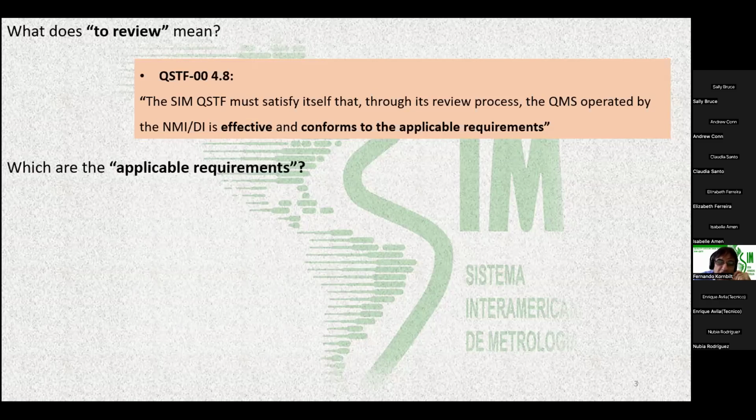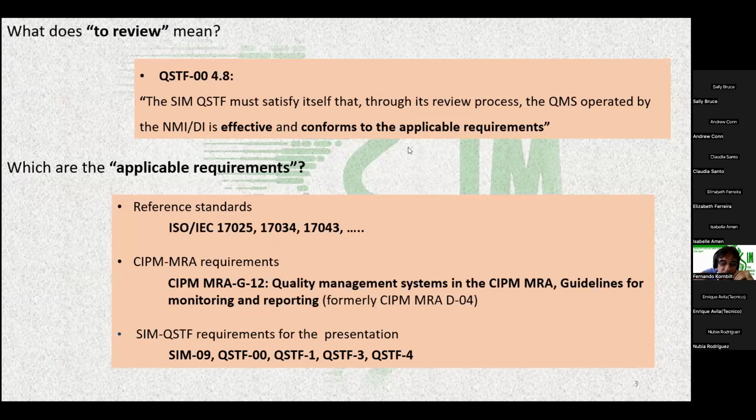The next question would be, what are the applicable requirements? Can anybody share what these requirements are? Ten seconds, and then we will answer it in general for everyone. Very well. I'll share what the applicable requirements are. Basically, they are divided in three categories. On one hand, the reference standards that were mentioned. These three standards that you see on the screen: 17025 for measurement and calibration services, 034 for reference material production, and 17043 for proficiency tests.